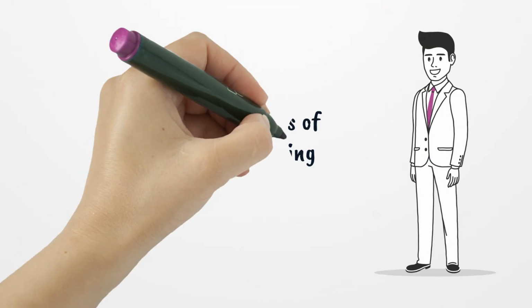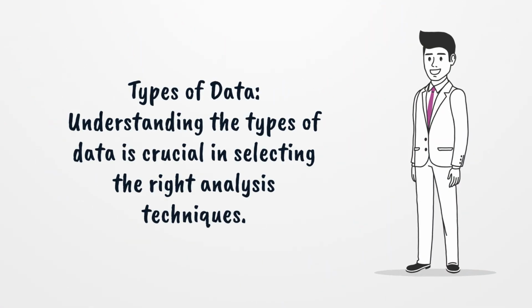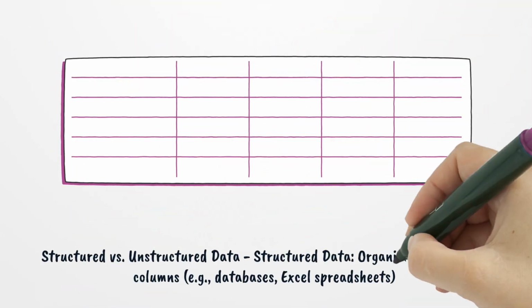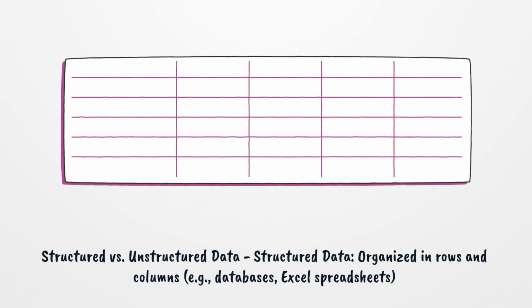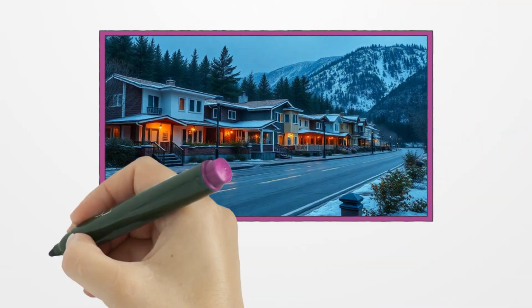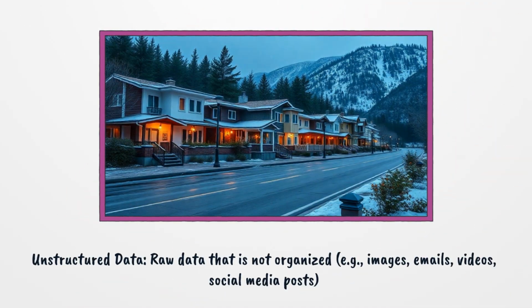Types of data. Understanding the types of data is crucial in selecting the right analysis techniques. Structured versus unstructured data. Structured data, organized in rows and columns, e.g., databases, Excel spreadsheets. Unstructured data, raw data that is not organized, e.g., images, emails, videos, social media posts.